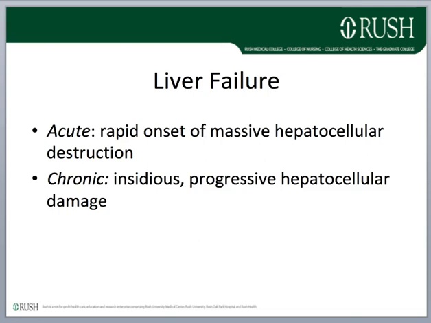We can divide liver failure into acute and chronic types based on clinical, biochemical, and pathological changes. In acute liver failure, there's the rapid onset of massive hepatocellular destruction, which culminates in liver failure. Whereas in chronic, this is usually an insidious process in which there's progressive hepatocellular damage, usually with periods of regenerative changes in between. Eventually, this leads to cirrhosis and chronic failure.